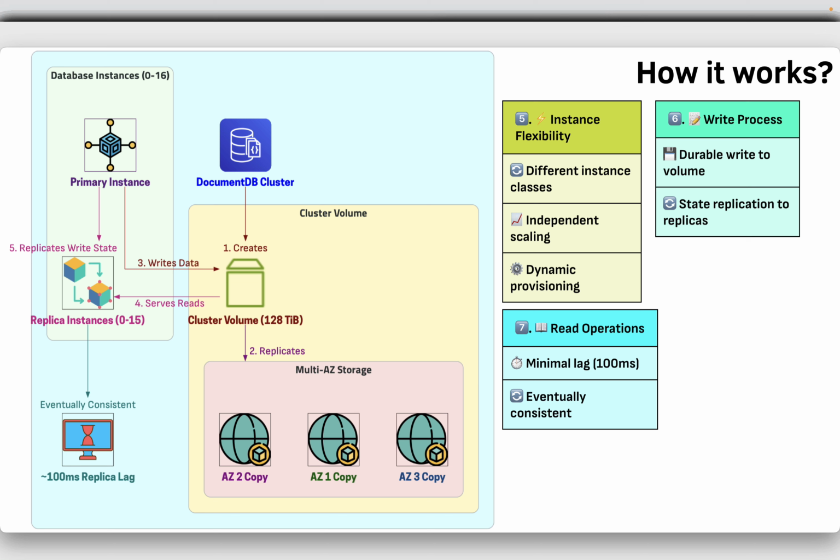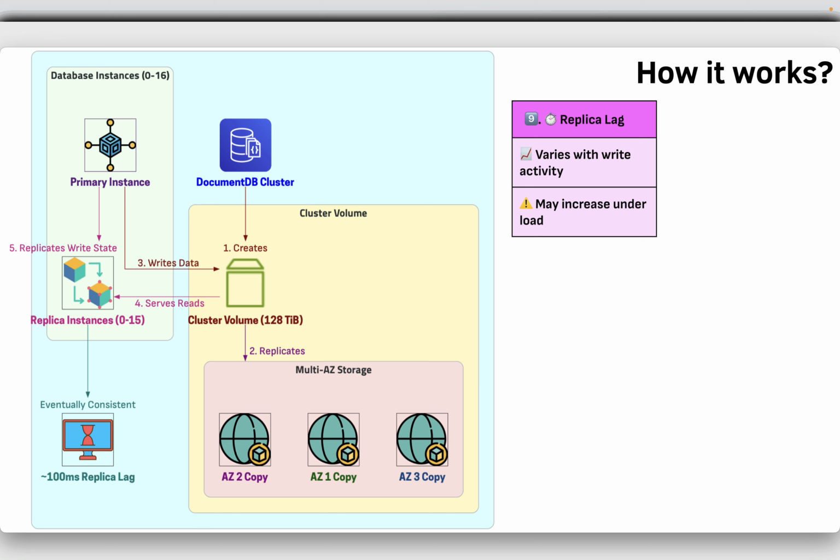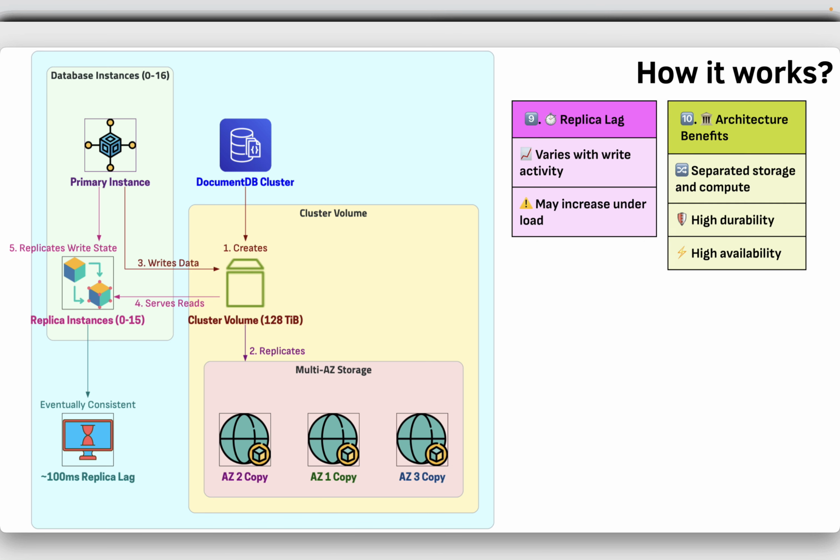Replica instances provide eventually consistent reads with minimal lag, typically less than 100 milliseconds after the primary writes the data. Reads from replicas are guaranteed to maintain the same order as the writes were performed on the primary instance. Replica lag can vary based on the rate of data changes, with high write activity potentially increasing the lag time. The architecture separates storage from compute, with the cluster volume spanning multiple availability zones for high durability and availability.